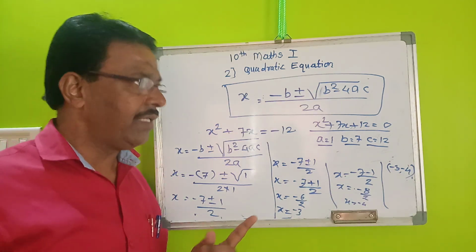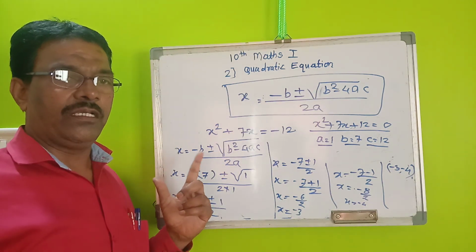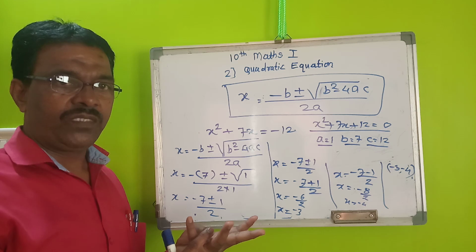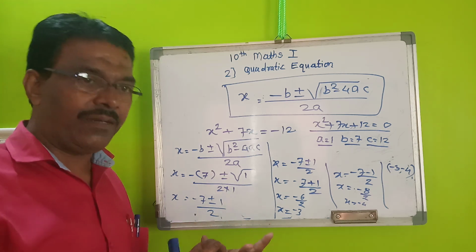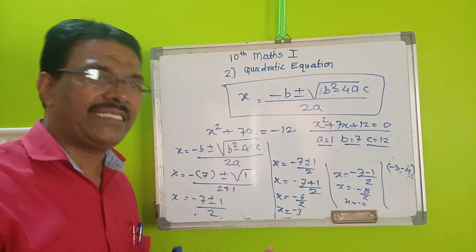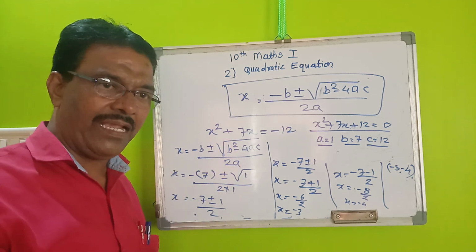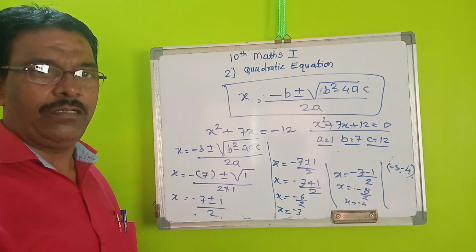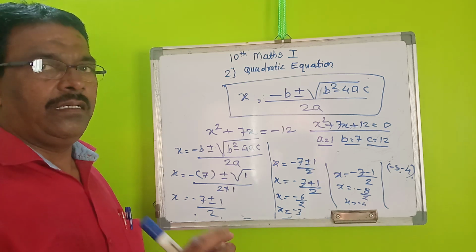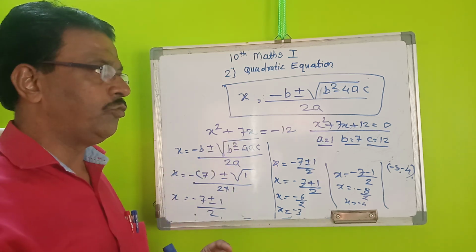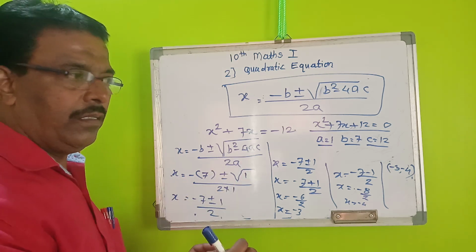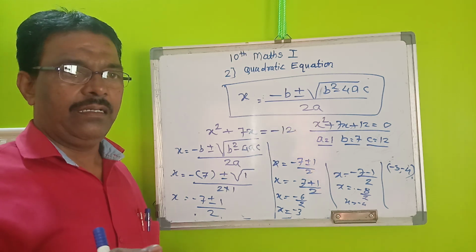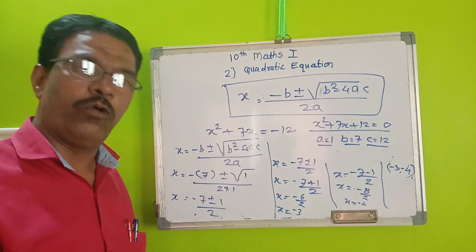So dear student, we must solve this equation by formula method. The steps of the formula method: first step is to write the given quadratic equation in the standard form, write the values of a, b, c, find the value of b square minus 4ac, write the formula. We must remember the formula: x is equal to minus b plus minus square root of b square minus 4ac upon 2a, put the values and solve the quadratic. Very easy method, and this type of question is asked in board examination.